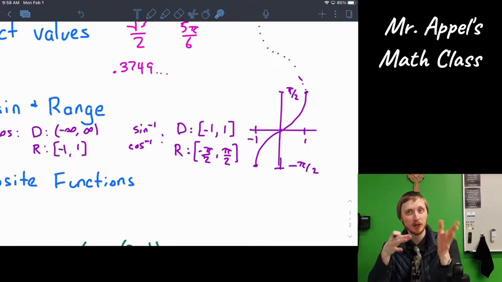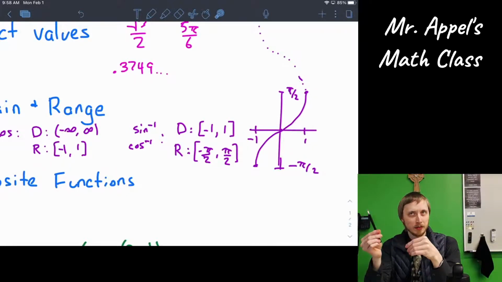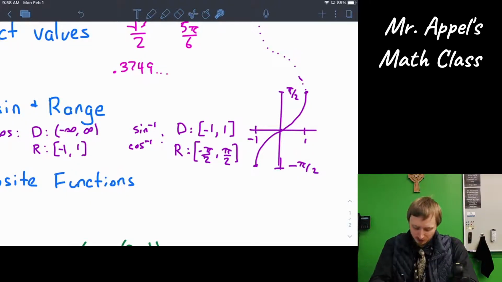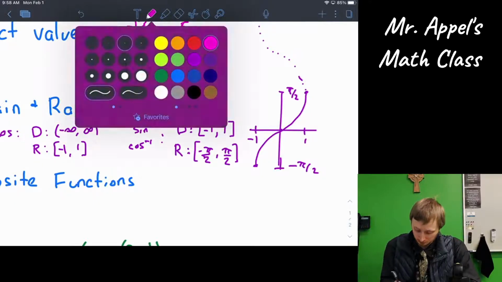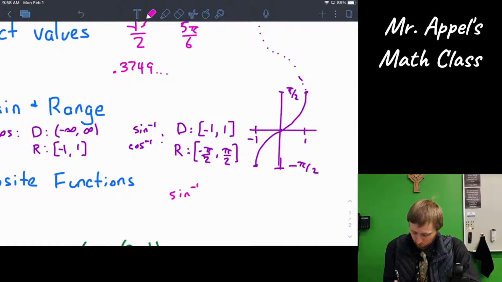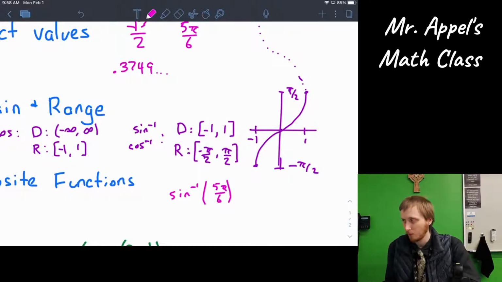We first have to convert. Wait a minute. What if you wanted the inverse sine of 5 pi over... Can you have inverse sine of pi over 6? That wouldn't even make any sense? No, it does not.